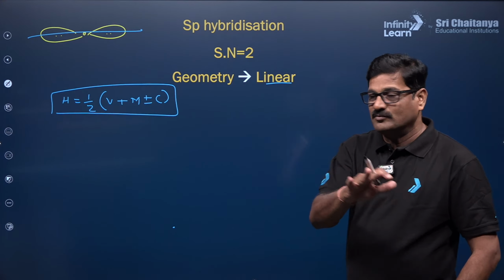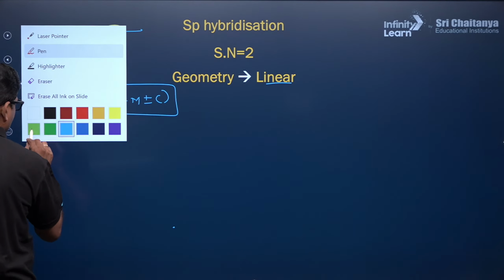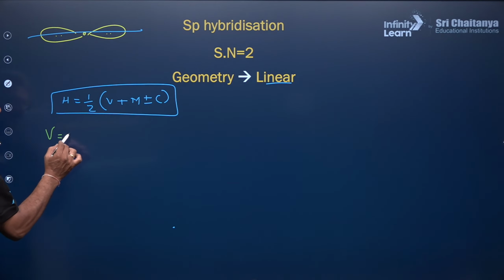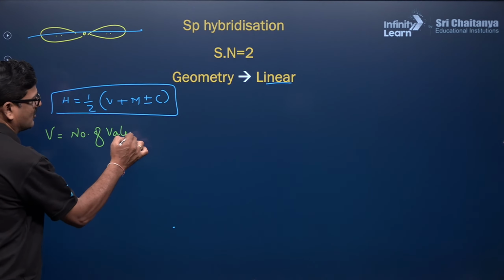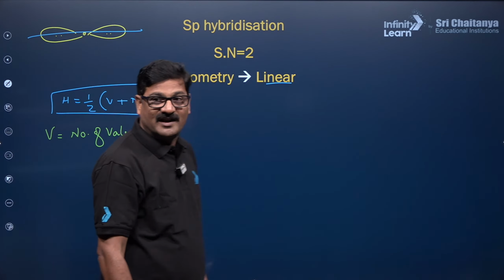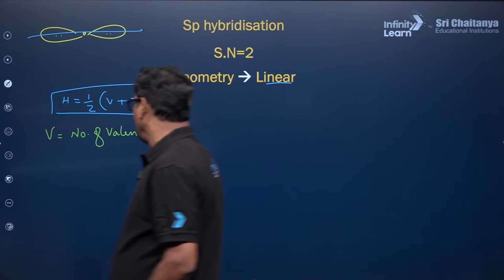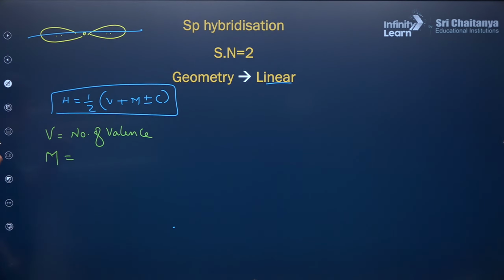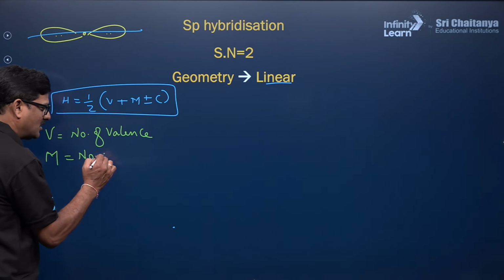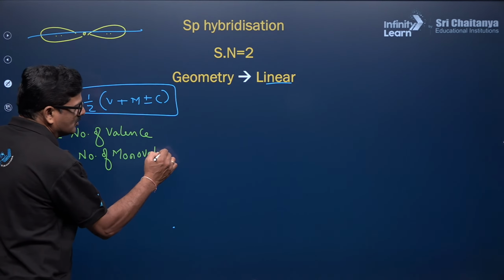Okay, moving ahead, what is H over here, V over here, C over here? Look at this. V stands for number of valence electrons, according to the electronic configuration. And M is the number of monovalent atoms attached to the central atom, so that is the number of monovalent atoms.